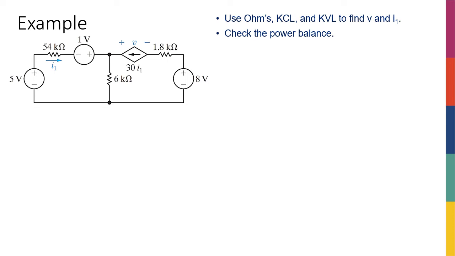Okay, so let's solve another example. This one is a little bit more complicated circuit, but the principles that we're going to use are pretty much the same. So here we have independent sources, dependent sources, and the question is pretty much the same question. So using Ohm's law, KCL, KVL, we want to find this voltage across the current source with the polarity that is shown and the current that is passing through the 54K resistor.